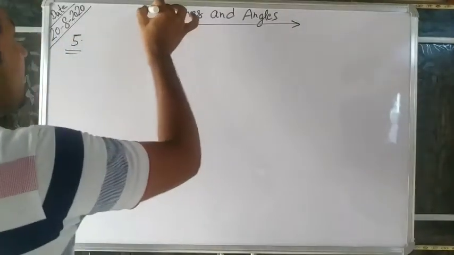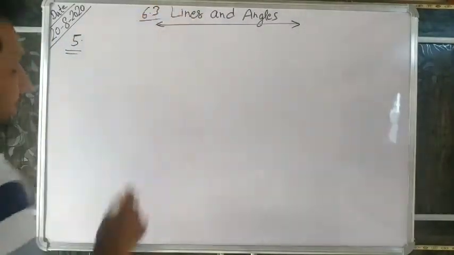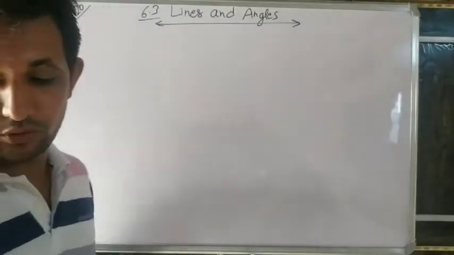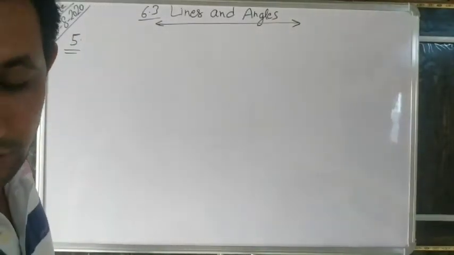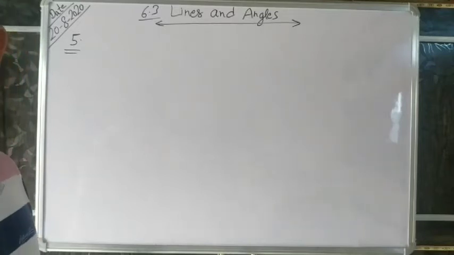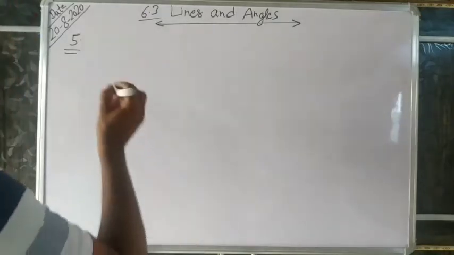Now we will start the fifth question of this exercise, and one more question is left after this one, and we finish this chapter also. Next is in figure 6.43, PQ perpendicular to PS.